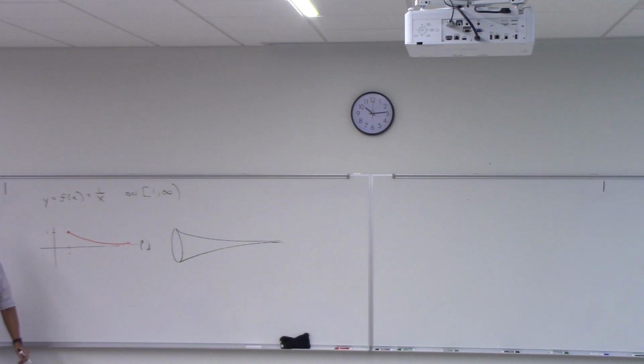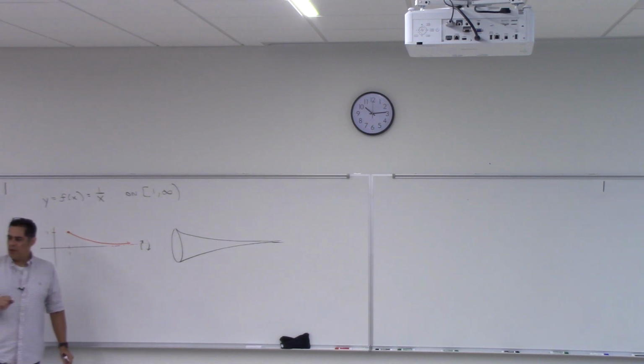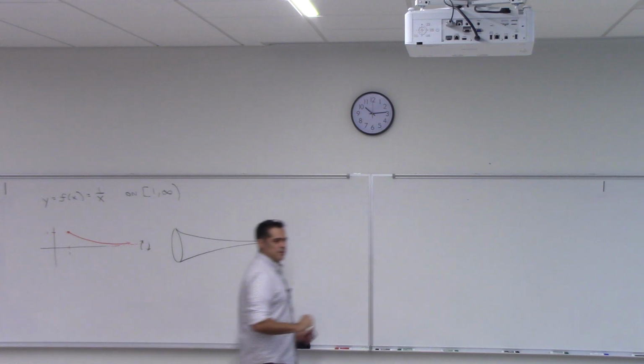Two questions. What's the volume of that? What's its surface area? Those are the two questions. We're going to do them one at a time. All right, so first let's find the volume.